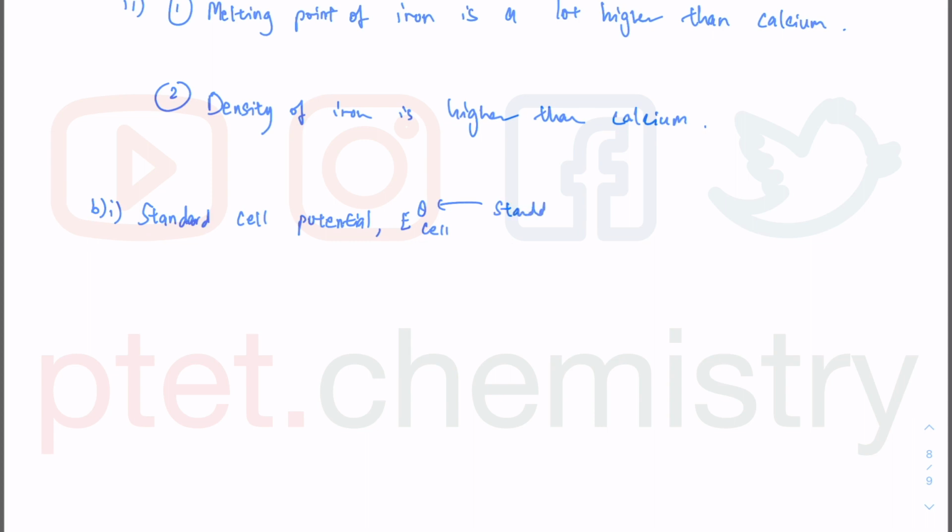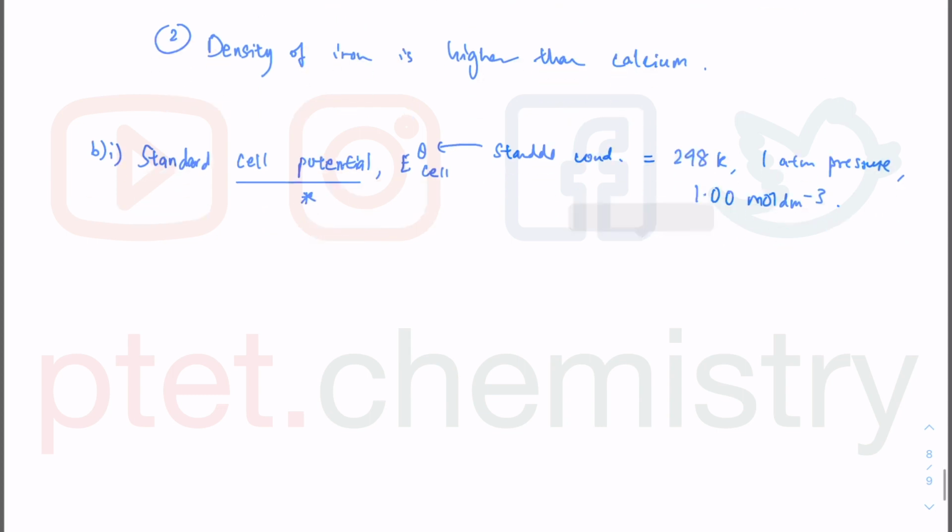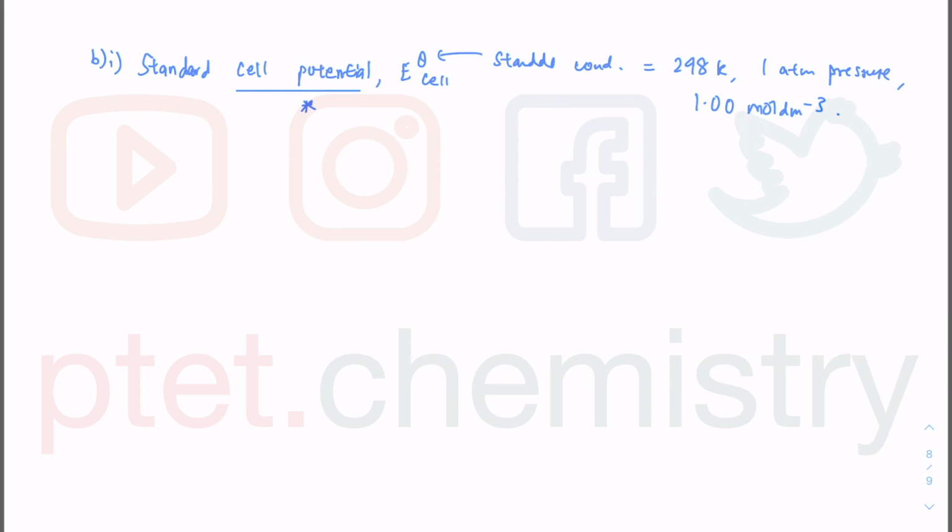They refer to standard conditions, which is 298 Kelvin, 1 atm pressure, and of course, in the context of electrochemistry, we're also talking about 1.00 mole per dm cube. And then we're talking about cell potential. We're not talking about electrode potential, so be very careful there. I've always remembered my definition of standard cell potential as a measure of the tendency of electrons to flow through the external circuit.